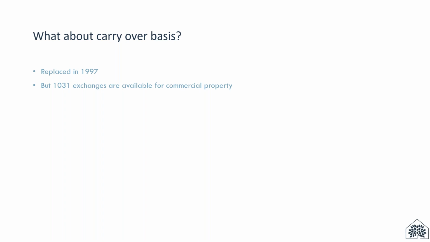So you can't do that anymore, except if you do something called a 1031 exchange, which is only available for commercial property, and you have to go through a whole process to do that. But a lot of people still think they sell their house, they buy a new house, there's no capital gain, and that's old law. It's not current law.